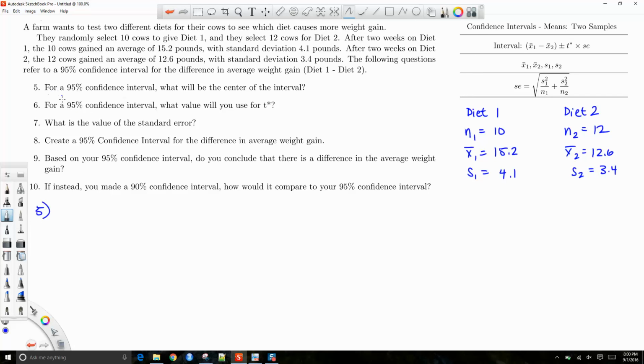Okay. For a 95% confidence interval, what will be the center of the interval? Okay, the center is always the part before the plus or minus, so that's going to be x bar 1 minus x bar 2. So we're going to have 15.2 minus 12.6. The center of our interval is 2.6.